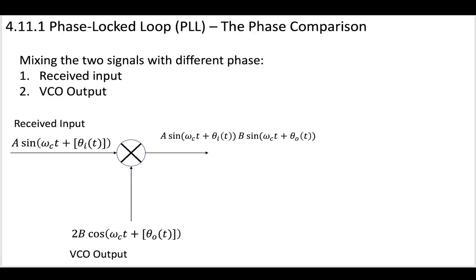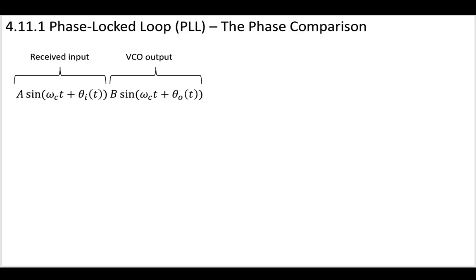So now let's see what would happen if we multiplied the received input, where we have rewritten it so that the input phase is based on some different frequency, and the VCO output, which has some phase here. So what happens if we mix these two together, multiply these two things together? So we have the received input with some amplitude A and the VCO output with an amplitude B.